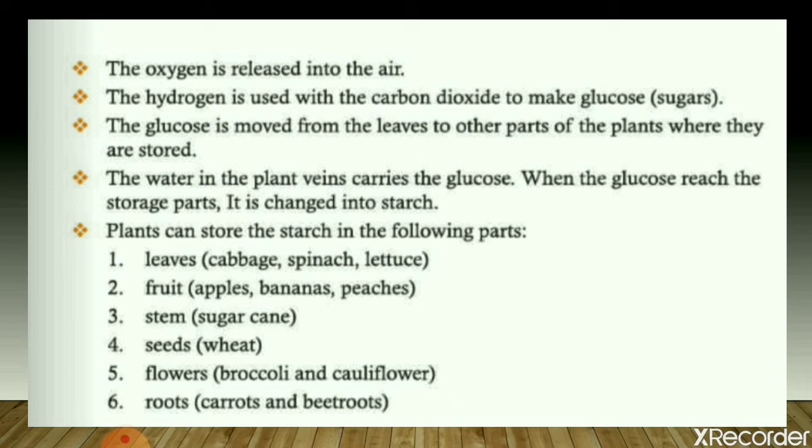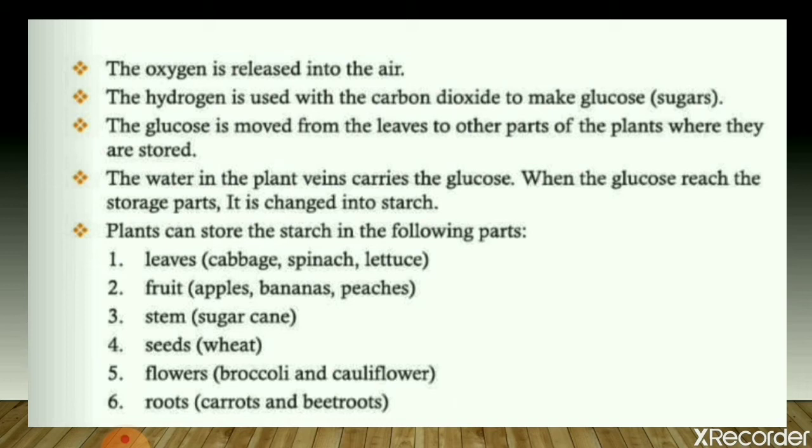The glucose is moved from the leaves to other parts of the plants where they are stored. The water in the plant veins carries the glucose. When the glucose reaches the storage parts, it is changed into starch. That means food is stored in different parts of plants as starch.